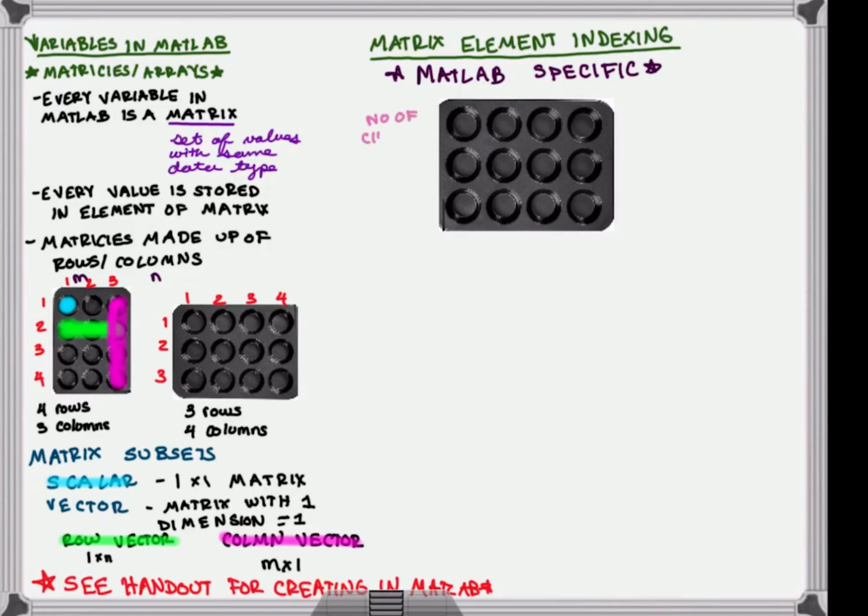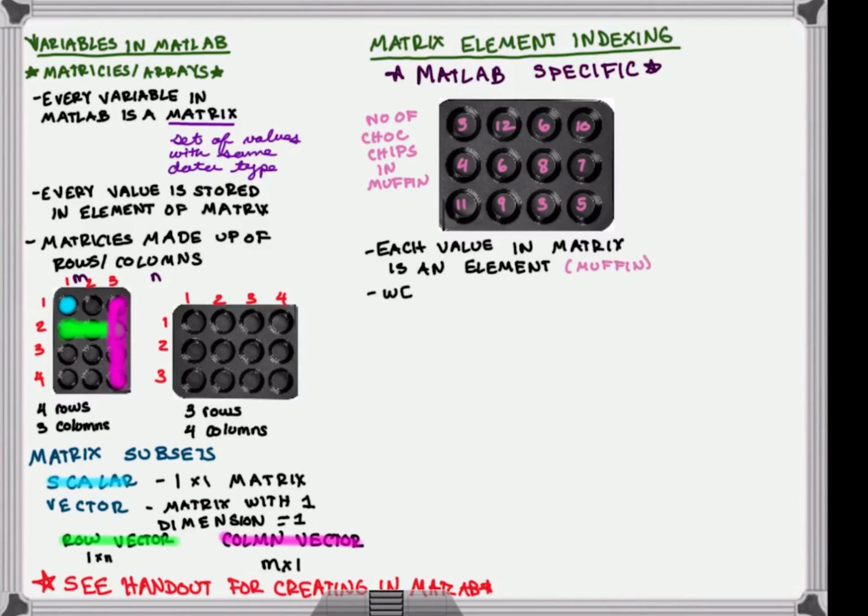So let's say I have my muffin tin, and I'm going to write a number in each well of the muffin tin that represents the number of chocolate chips in the muffins. Here, my daughter and I have made muffins. We count all of the chocolate chips in each of the muffins. Each value in the matrix is an element. In this case, an element is 1 muffin. And we want to be able to tell Matlab the value from a specific muffin, or really, that's an element.